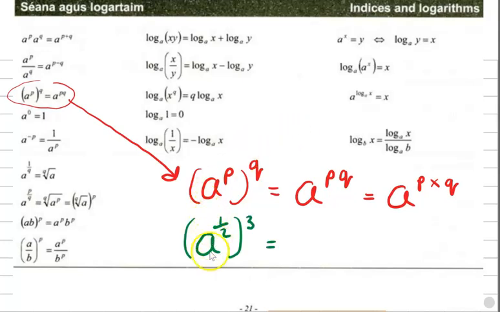So let's say we had a to the power of a half raised to the power of 3. Raising a power to a higher power, we multiply the powers. And a half multiplied by 3 is 3 over 2. So you get a to the power of 3 over 2. Likewise, if we had x to the power of a half raised to the power of 3, raising a power to a higher power, we multiply the powers. So it'll be a half multiplied by 3, which will be again 3 over 2. So x to the power of 3 over 2. So just a couple of examples using that rule or that formula.